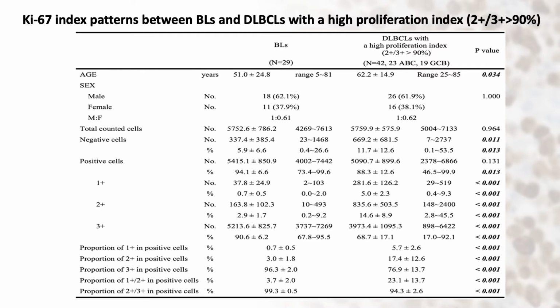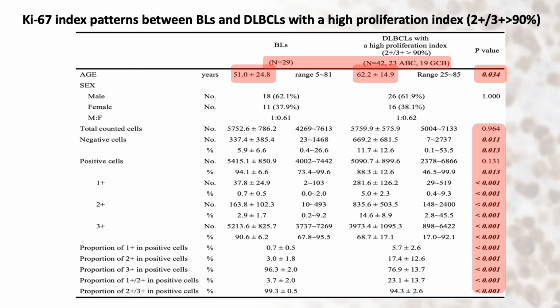To simulate a clinical setting with high Ki-67 index, we arbitrarily define the high proliferating tumor as those with more than 90% of 2 positive or 3 positive Ki-67 positive cells. In this comparison, there were 29 Burkitt lymphoma and 23 ABC and 19 GCB subtypes. The average age was slightly higher in these DLBCLs, which is the same with all DLBCLs. The proportion of the cells were almost identical to the comparison between Burkitt lymphoma and total DLBCLs.